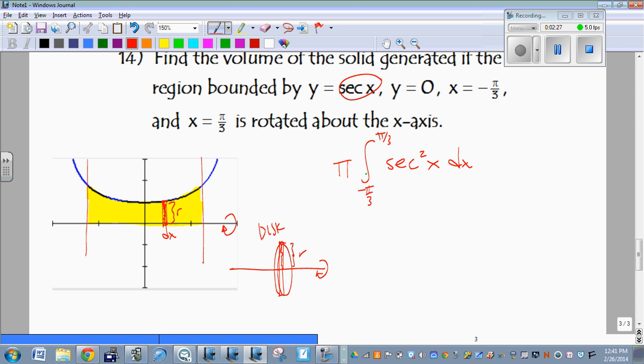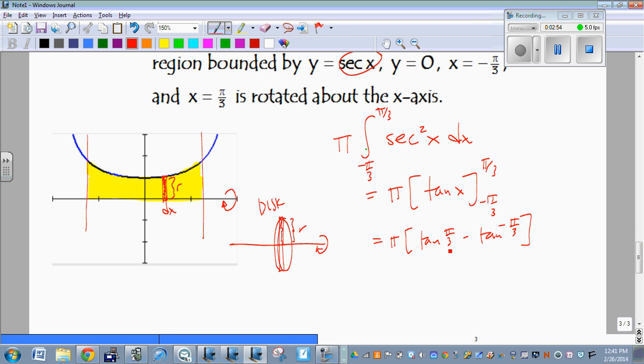So we're just doing the antiderivative here, and the antiderivative of secant squared is tangent. So we get tangent of x, and we're evaluating from negative pi over 3 to pi over 3. So we get pi times tangent of pi over 3 minus tangent of negative pi over 3.